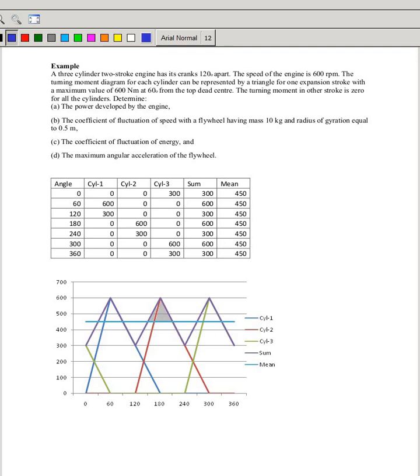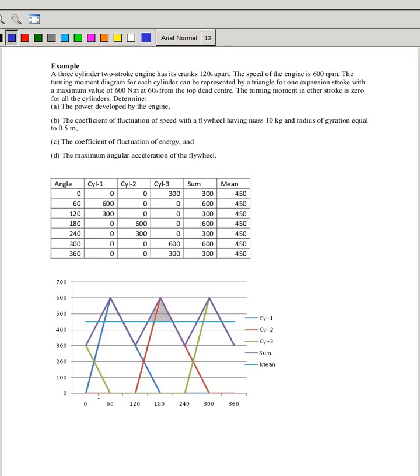Determine the power developed by the engine, the coefficient of fluctuation of speed with a flywheel having a mass of 10 kg and radius of gyration 0.5 meter, the coefficient of fluctuation of energy, and the maximum angular acceleration of the flywheel.